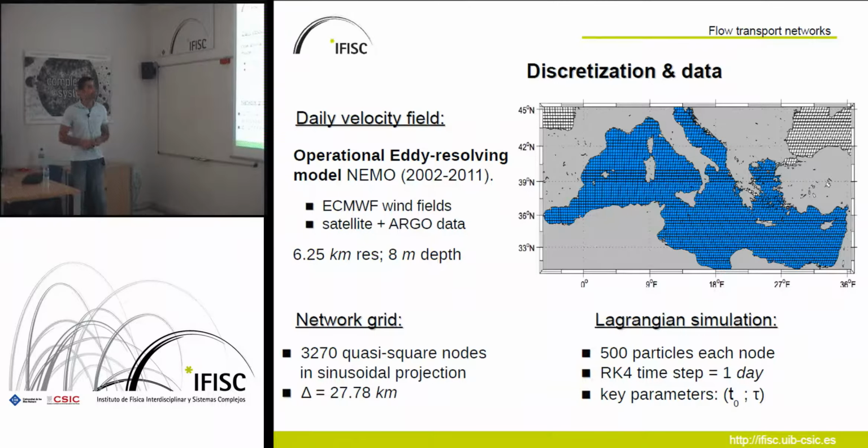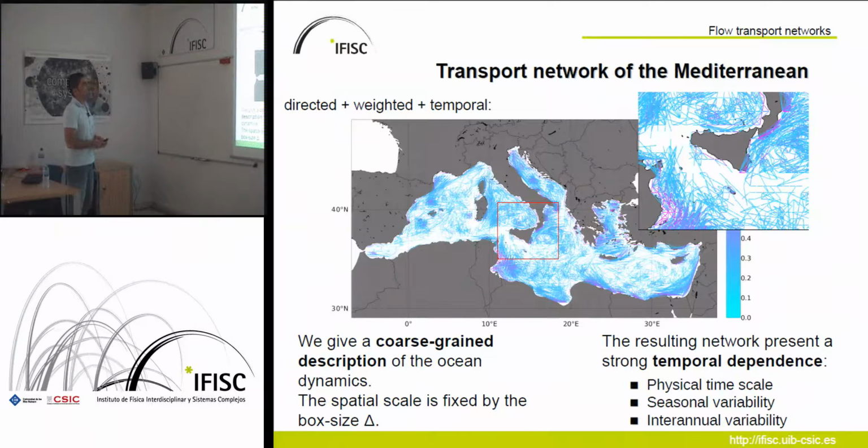Then we discretized the domain in more than 3,000 nodes, more than 3,000 boxes, as you can see here. The linear size is about 30 kilometers. After this, we filled each of these boxes with a uniform distribution of tracers, 500 particles per box, and then we performed lots of numerical simulations, Lagrangian simulations, to build many snapshots of the network. Well, this is, for example, a visual representation of this network.